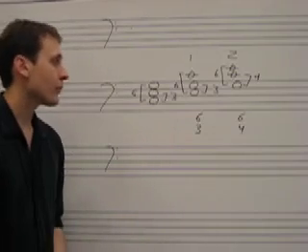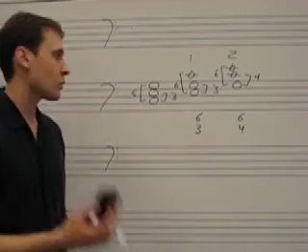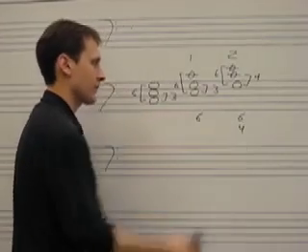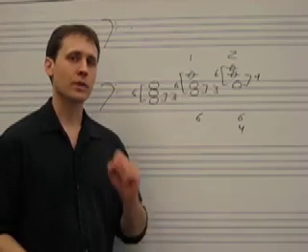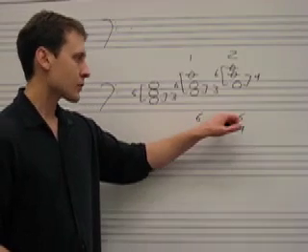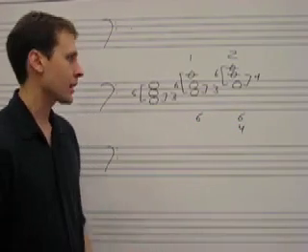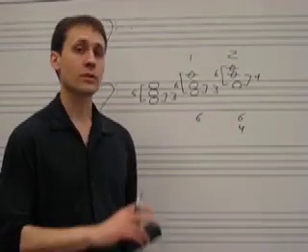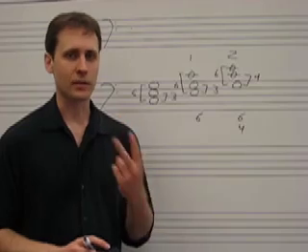Now, first inversion chord, instead of writing 6-3, you will see just a 6. So if you see a 6 underneath a chord, that means that it's a chord in first inversion. Okay? Second inversion chord is 6-4, and there is no abbreviation for that. It's simply 6-4. So if you see 6-4 underneath a chord, that means it's a chord in second inversion.